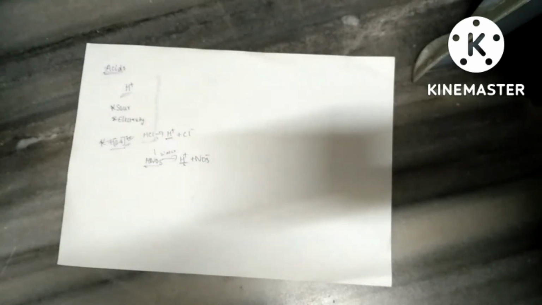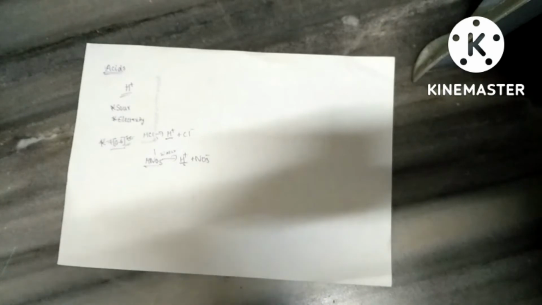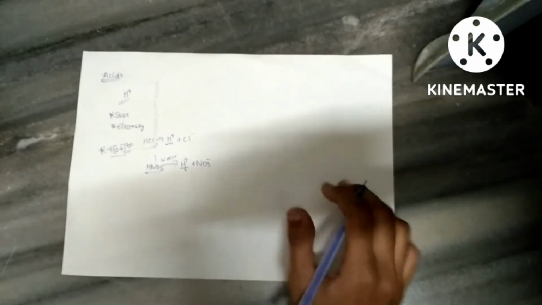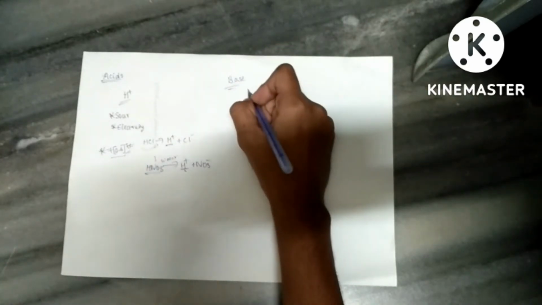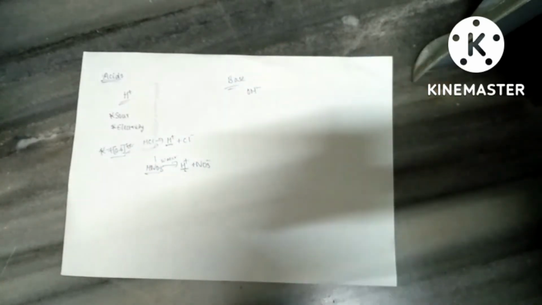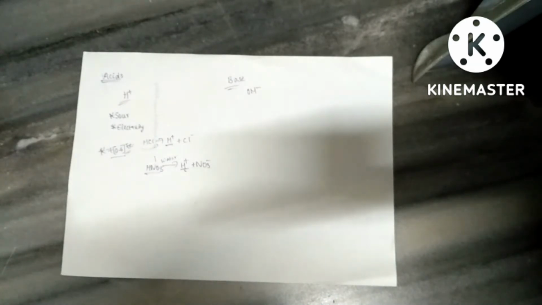Next, bases. The substance which dissolves in water and produces hydroxide ions, that is OH minus ions, is called a base.